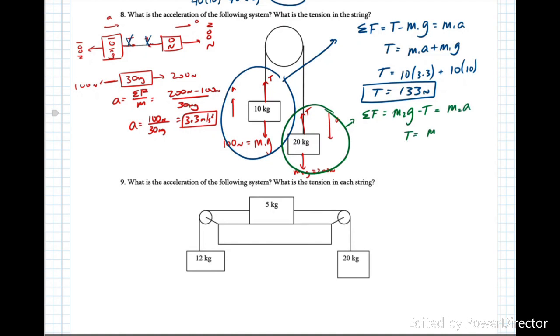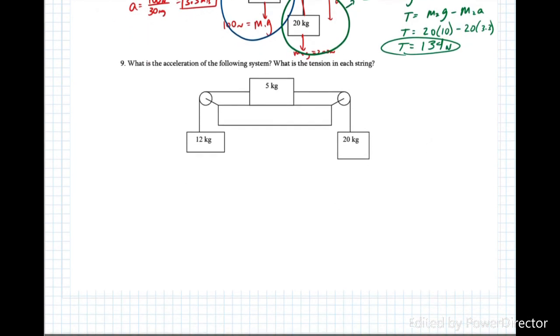So we solve for tension, m2g minus m2a. And that's going to be 20 times 10 minus 20 times 3.3. And that tension comes out to be 134 newtons. So they're a little bit different because of rounding, but that's it. All right, question 9. I'll write that down, rounding.